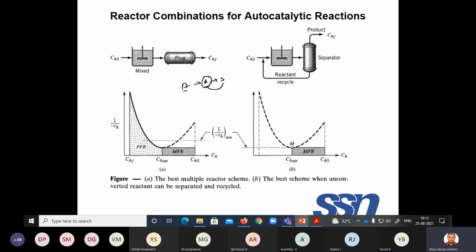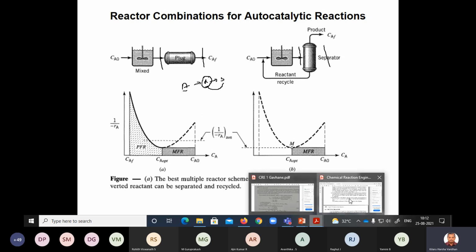So in that process, you can have a curve like this. This is the rate curve, minus RA versus CA. You are having one mixed reactor and one plug flow reactor, one combination. The other combination can be one mixed reactor and one plug flow reactor, right? I think this is not shown properly here. Yeah, I'll just go back to this particular thing.